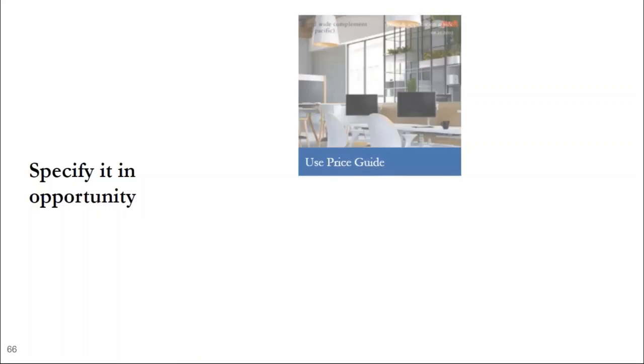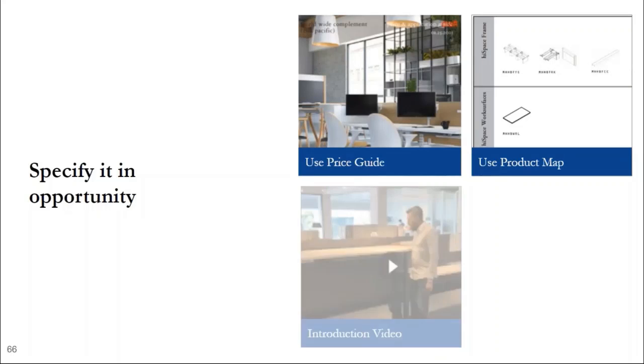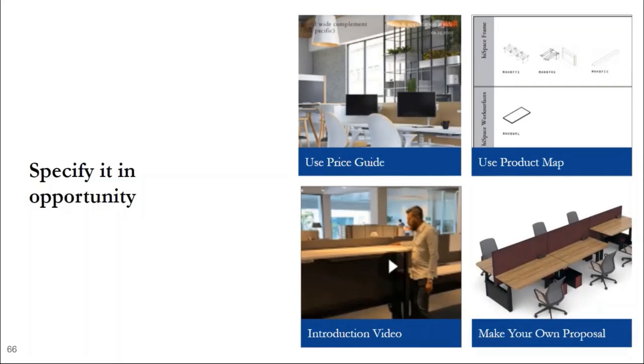To specify hiSpace in an opportunity, you can utilize the price guide and product map to get the specifications and pricing details. These two documents are especially helpful for the specifier. There is also an introduction video by Kamaraj to talk about the hiSpace product. You can quickly and easily understand the features of the product after you watch this short video. You can share the video with your clients too if you want. Then you can make your own proposal of the setting to your clients by doing the exercise with your clients, which Saiful presented just now.